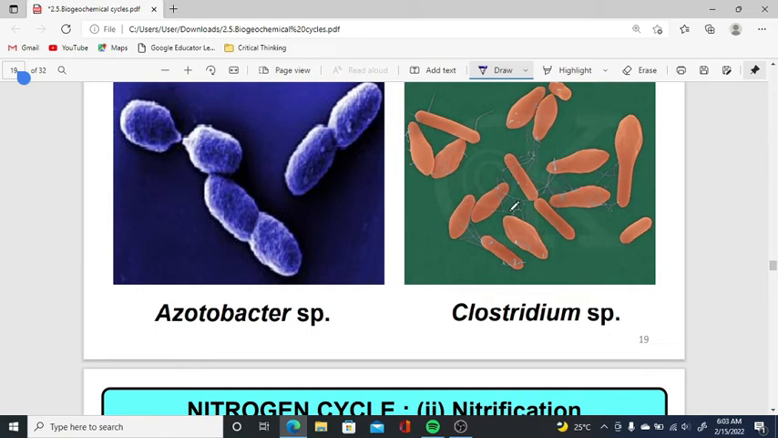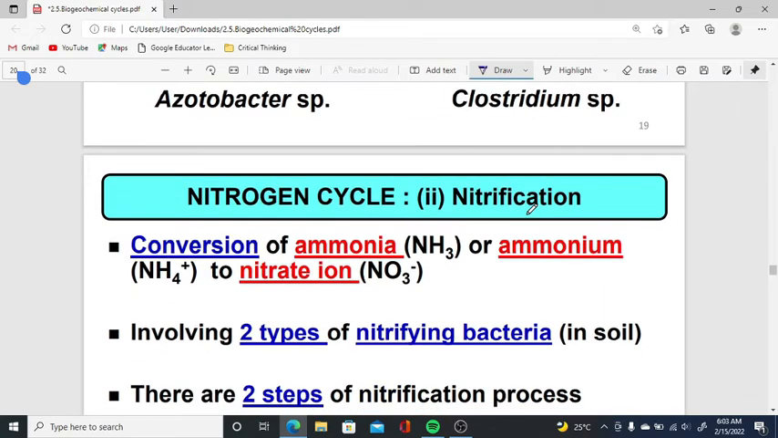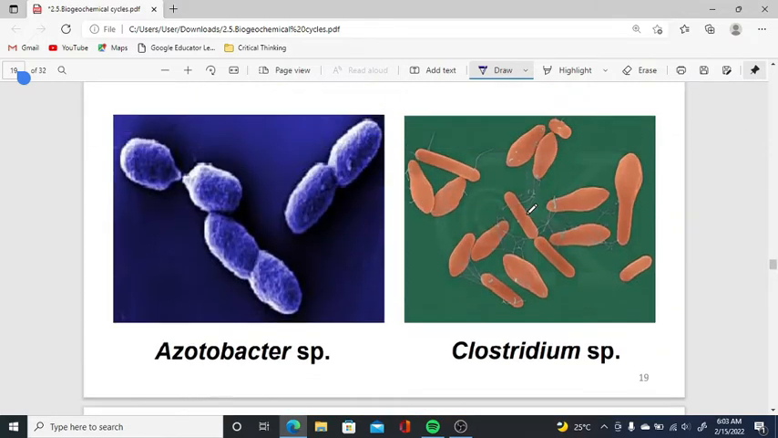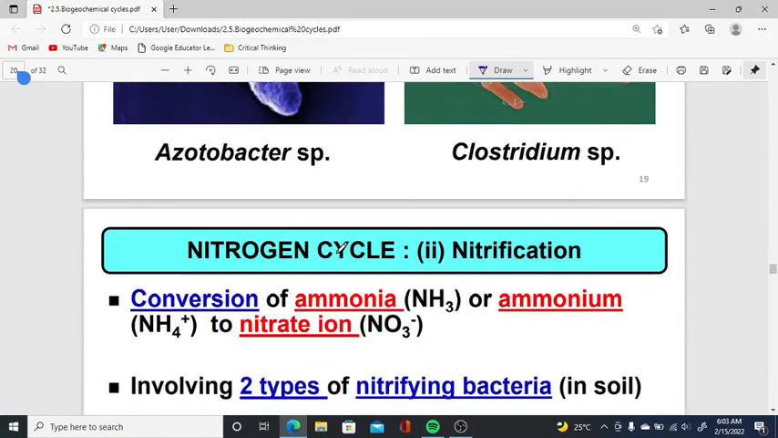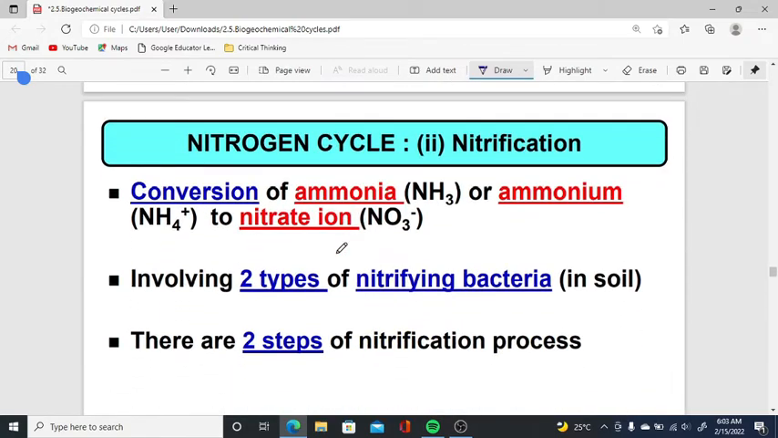Ini Azotobacter, ini Clostridium species. Okay, next is nitrification. Nampak tak ayat kat atas tadi ni, dia kata ammonium can be used by plant, but most ammonium in soil is used by aerobic bacteria during nitrification. Okay, so next process is nitrification. Is the conversion of ammonia or ammonium into nitrate ion. Kita tukarkan ammonia ataupun ammonium kepada nitrate ion.